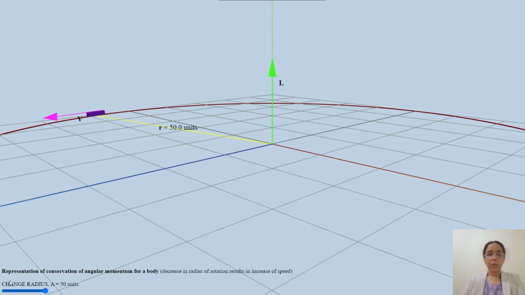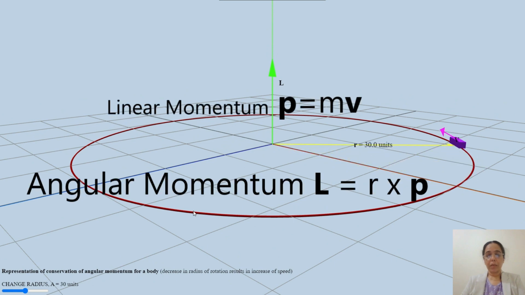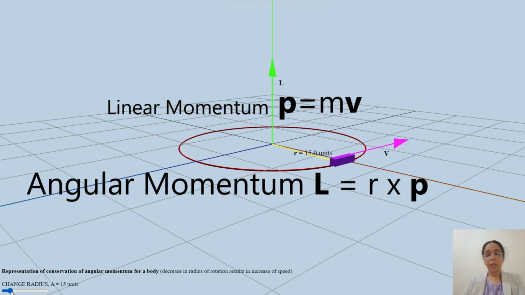Angular momentum is another fundamental concept in classical mechanics, especially when dealing with rotational motion. A body of mass m and velocity v has a linear momentum p equal to mv. Momentum is a vector quantity preserving the direction of motion and is pointed along the velocity vector v.